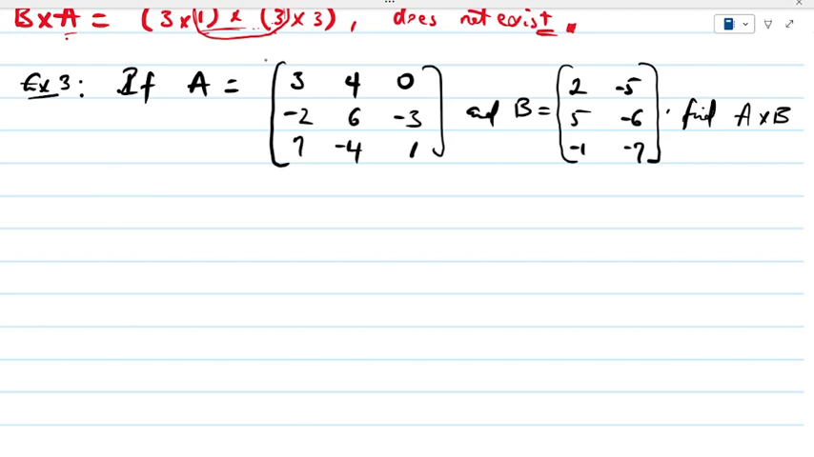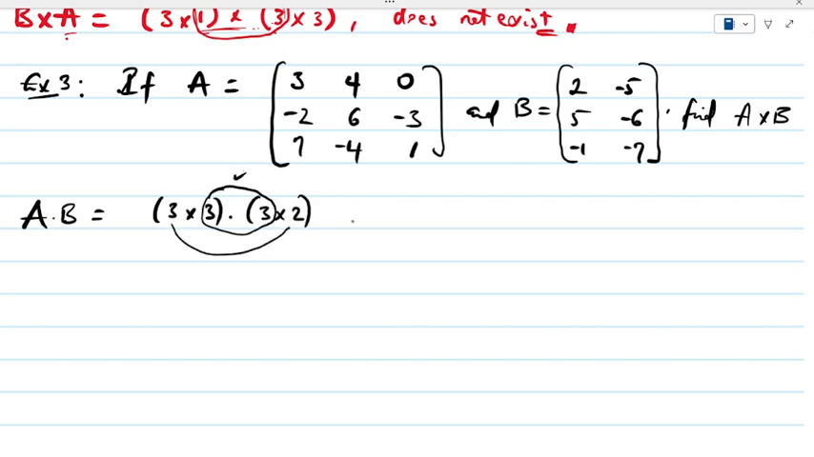Okay, so let's see how the multiplication goes. First, we need to check the order of matrix A and B and see if the multiplication is possible. Matrix A is a 3 by 3 matrix, whereas matrix B is 3 by 2. The number of rows is 3 and the columns are 2. So we can see that the number of columns here is the same as the number of rows. That means the multiplication is possible, and the result will be a 3 by 2 matrix.